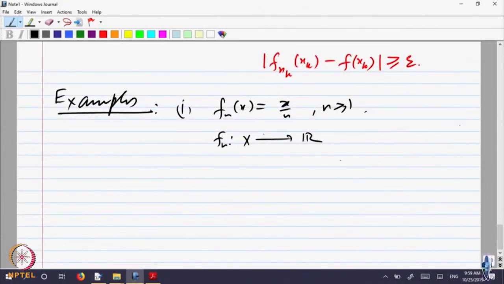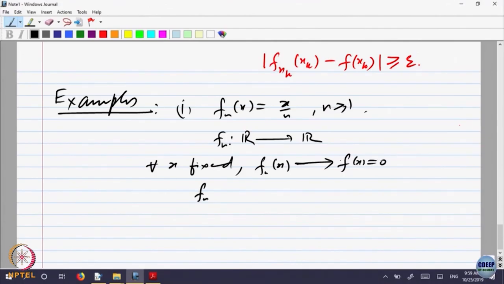Let us specialize this for the particular thing. Let us take X equal to R, so that we can choose special things. So, x is taken as the real line. Functions are defined on the real line. For every x fixed, f_n(x) is convergent. If x is fixed, it is literally like 1 over n, that converges to f(x), which is equal to 0. So, f_n converges to f, which is identically 0, pointwise.